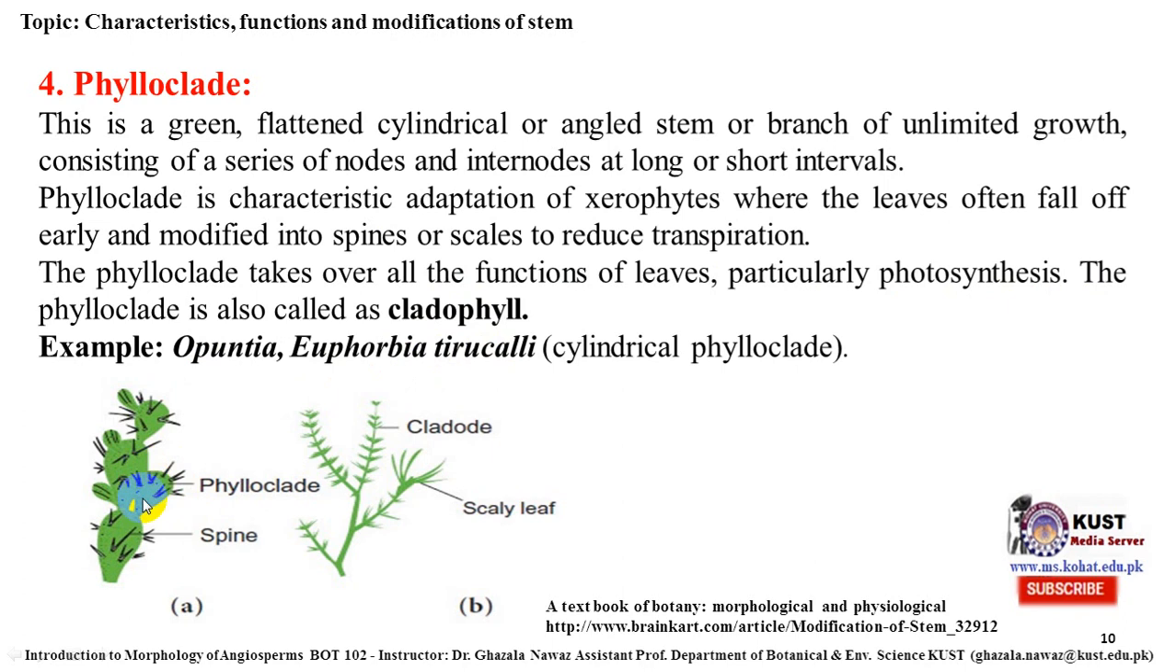You can see over here, these are the phylloclades. These are leaf-like structures which are actually stem. Like you can see, this is a leaf-like structure, and this is the modified stem. These are the leaves which have been modified into spines to reduce the process of transpiration. And this phylloclade is green in color. Why? Because it performs the process of photosynthesis.